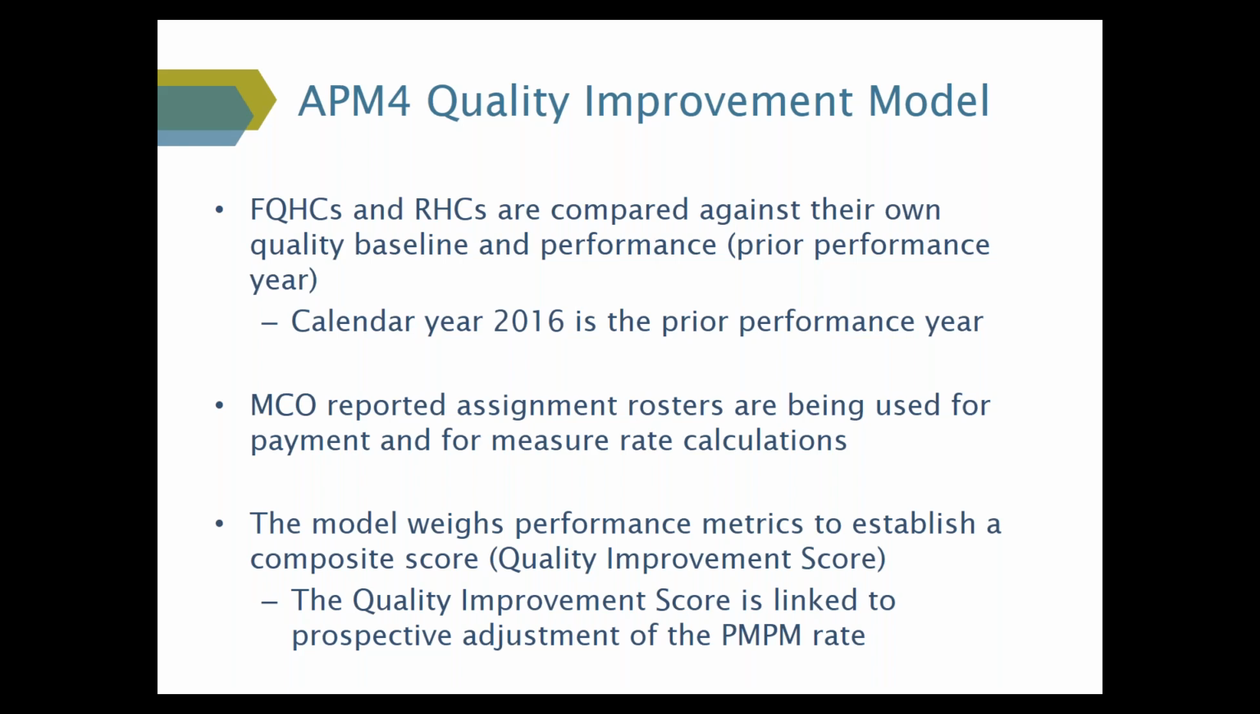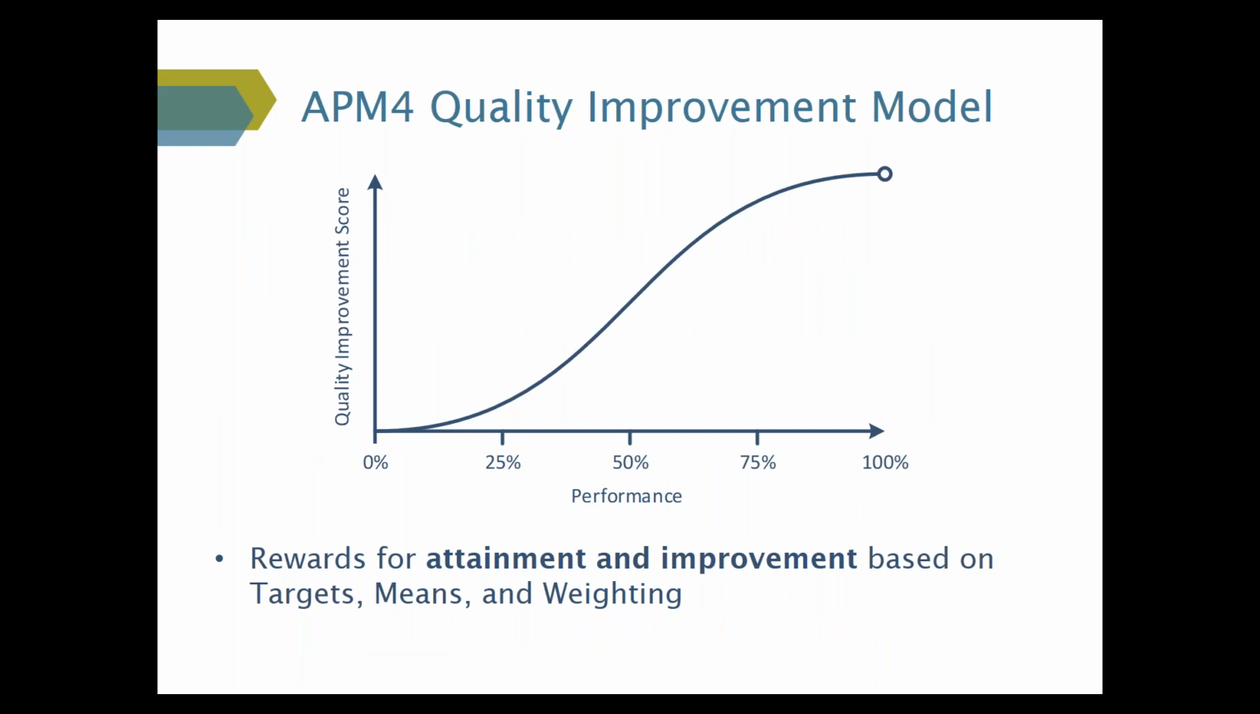For the quality improvement model, we weight an improvement score as well as a quality score, recognizing attainment and improvement. So for those that are high performers, you're recognized more for your attainment of that target. For lower performers, you're recognized for your improvement. And again, this is a model that'll carry your baseline and your performance year with you year over year. So you're continually recognized for that attainment and improvement.